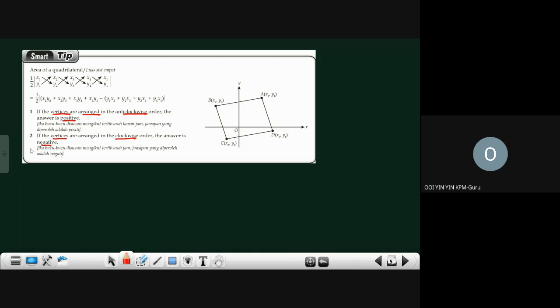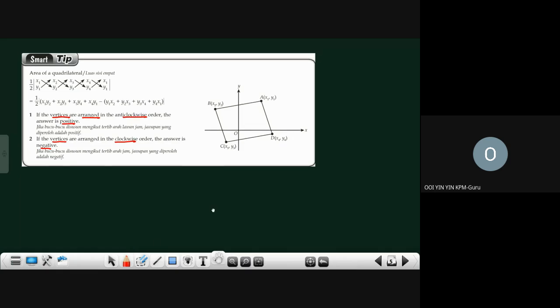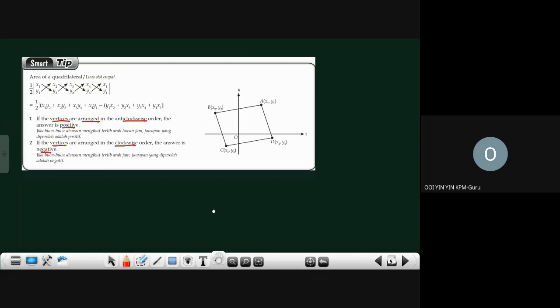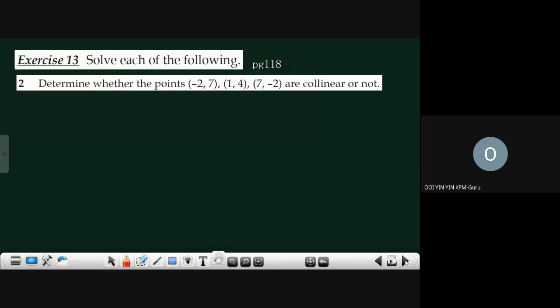Okay, so this one is page two. Smart tips. This one comes from your page 114. Then never mind, we skip it. You know already, right? The formula, how to use it. Okay, then we come here.